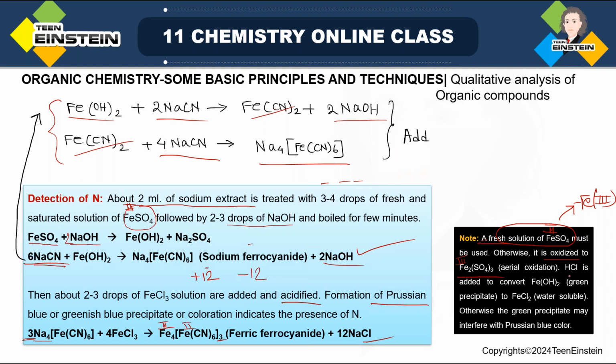So this is the first thing that we have to take care of when doing this detection of nitrogen experiment. Now why are we adding HCl? Here it is mentioned in the second step, 2 to 3 drops of FeCl3 added and acidified. That means you are adding HCl. But why?